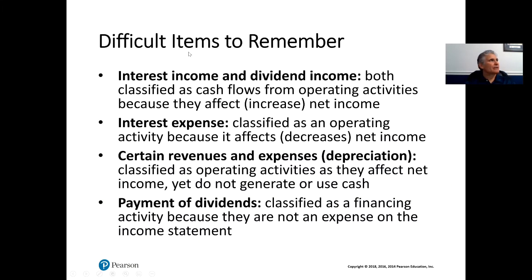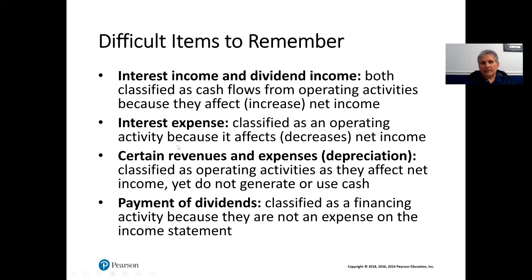Some of the things that are sometimes difficult to remember: interest income and dividend income are both classified as cash flows from operating activities because they affect the increase or decrease of net income. Okay, so interest income and dividend income are really operating activities. Interest expense, that's an operating activity as well. Why? Well, just think of it because it's on the income statement and they affect the income. So since the operating activities are really associated with those accounts that directly impact income, that's why they would be considered part of operating activities.